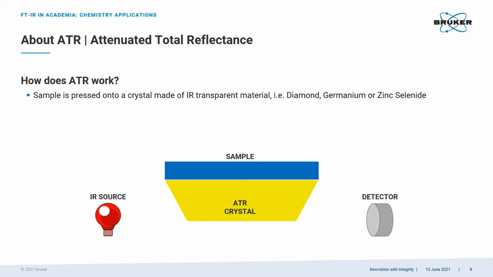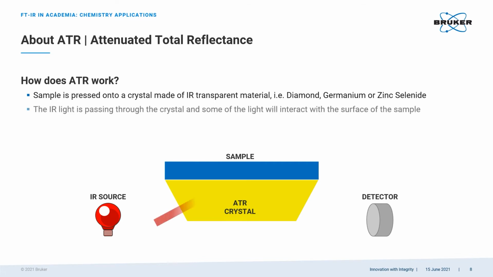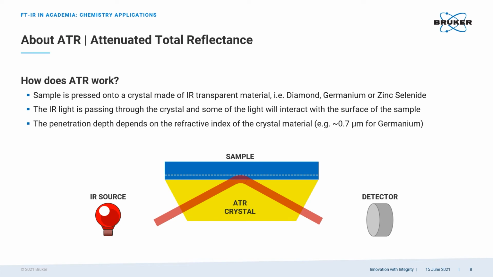The typical materials used are monolithic diamond, germanium, or zinc selenide. Now, the IR light is sent through the crystal and it will interact with a portion of the sample on top. The reason behind that is the creation of what is called an evanescent wave at the point of reflection that protrudes some micrometers into the sample material. This is quite simplified, and again, I recommend checking out our YouTube videos, in this case on ATR basics.